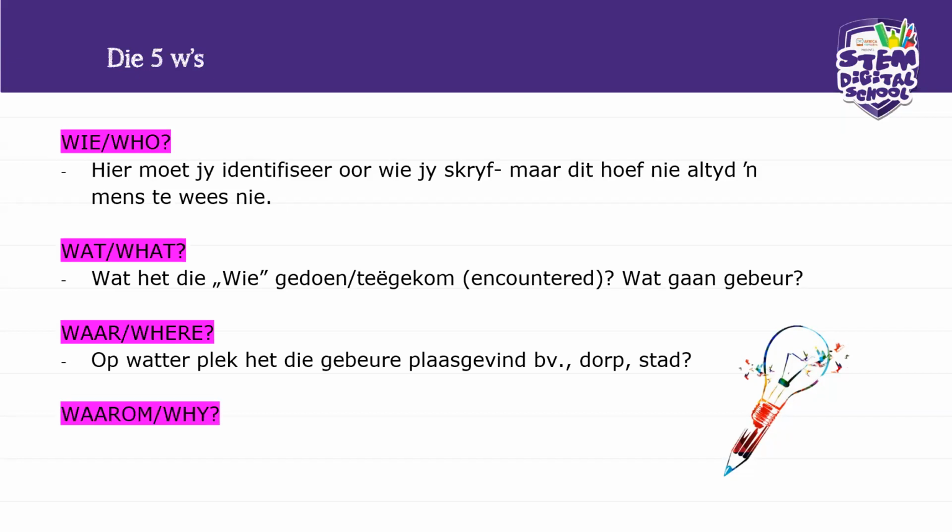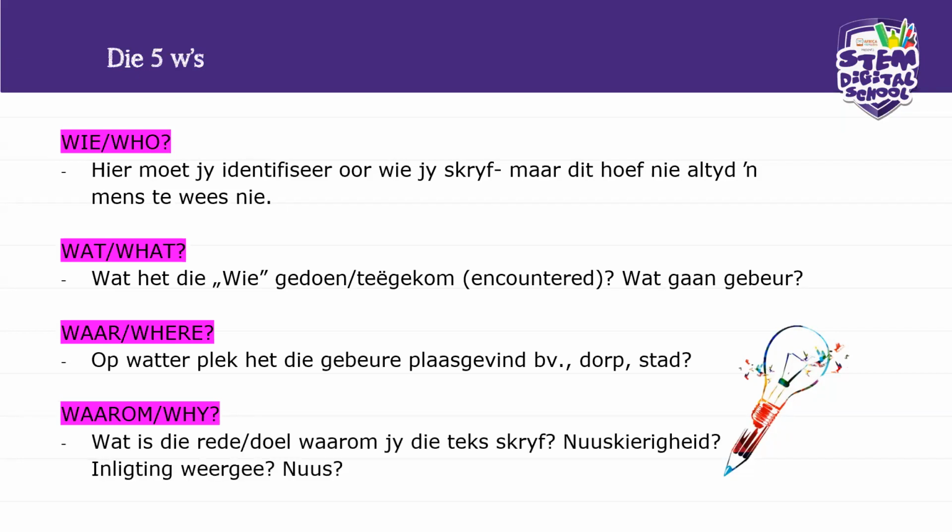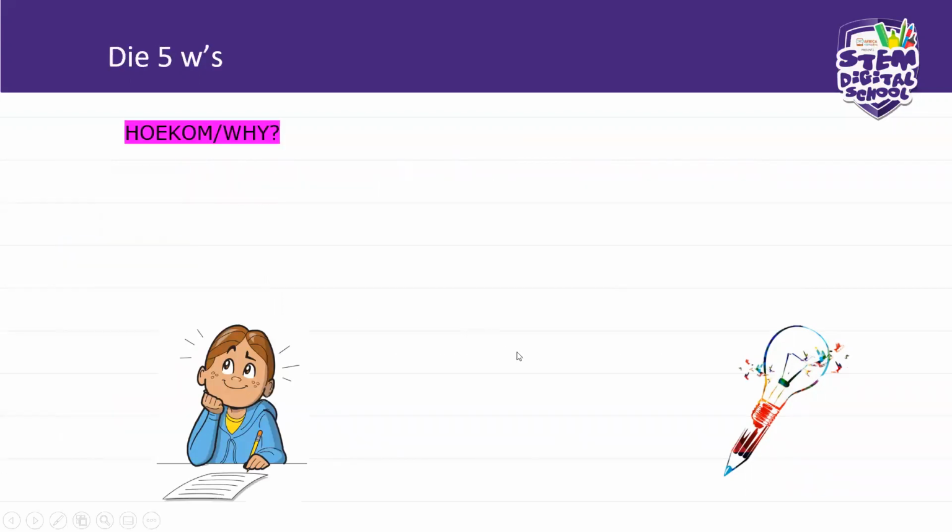Where did it happen? Waarom or why did it happen? So, wat is die rede of die doel vir die teks wat geskryf is? Is it there to make you nosy about something? Or is it there to give information or news? So guys, take a picture. This is very important. So those are the parts that you can maybe look at. That's the part of the planning process. Thank you, Gomapele.